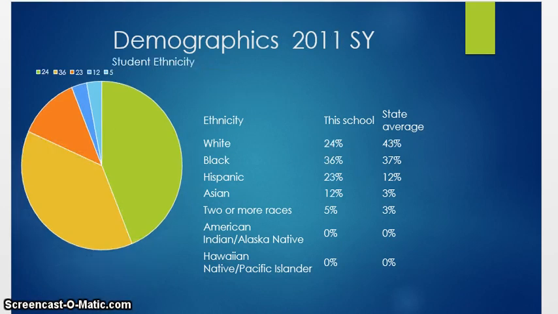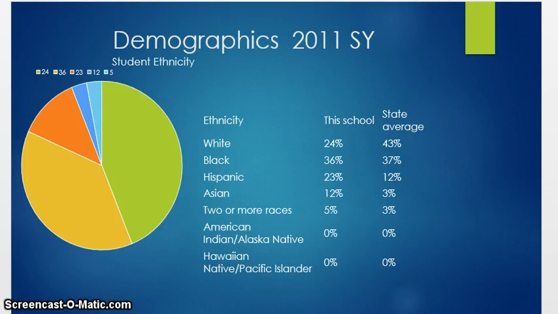Now, if we look at the following consecutive year, comparing demographics of our school to the state, we are almost 20% below state average for white students, and we almost make the state average for black students. Hispanics are almost doubled in our school compared to the state average. Asian percentage of students is almost quadrupled, and two or more races, again, is fairly close with a 2% difference.